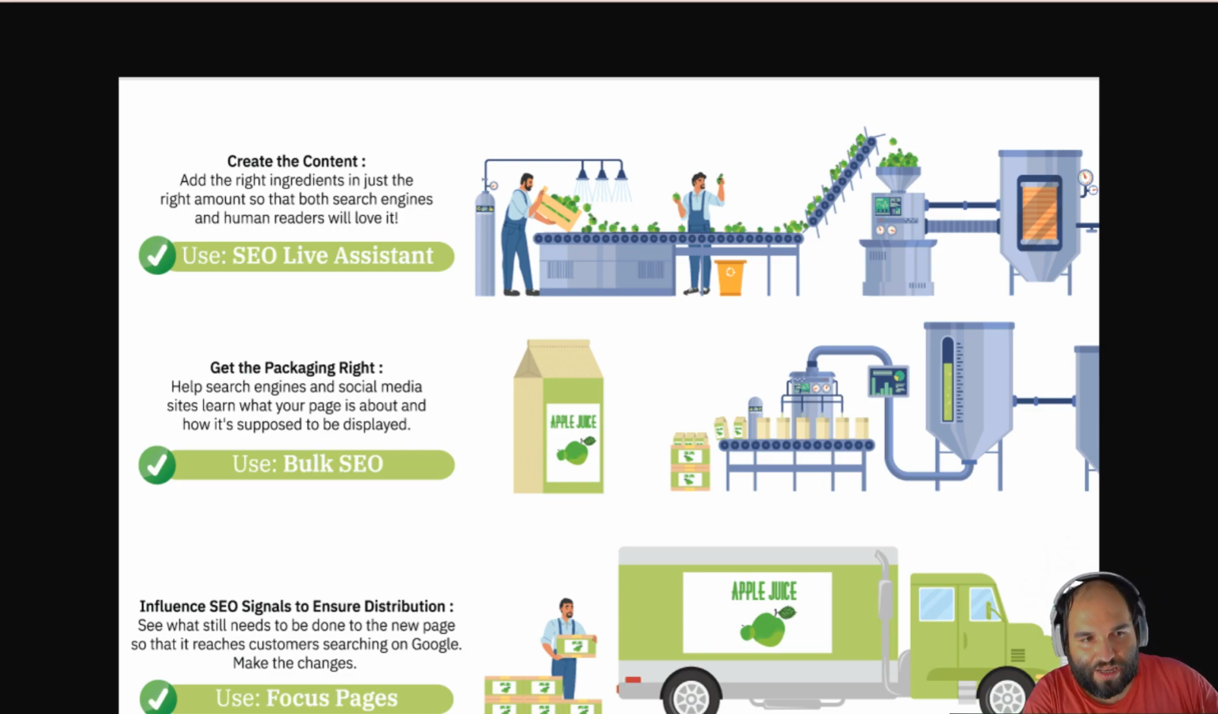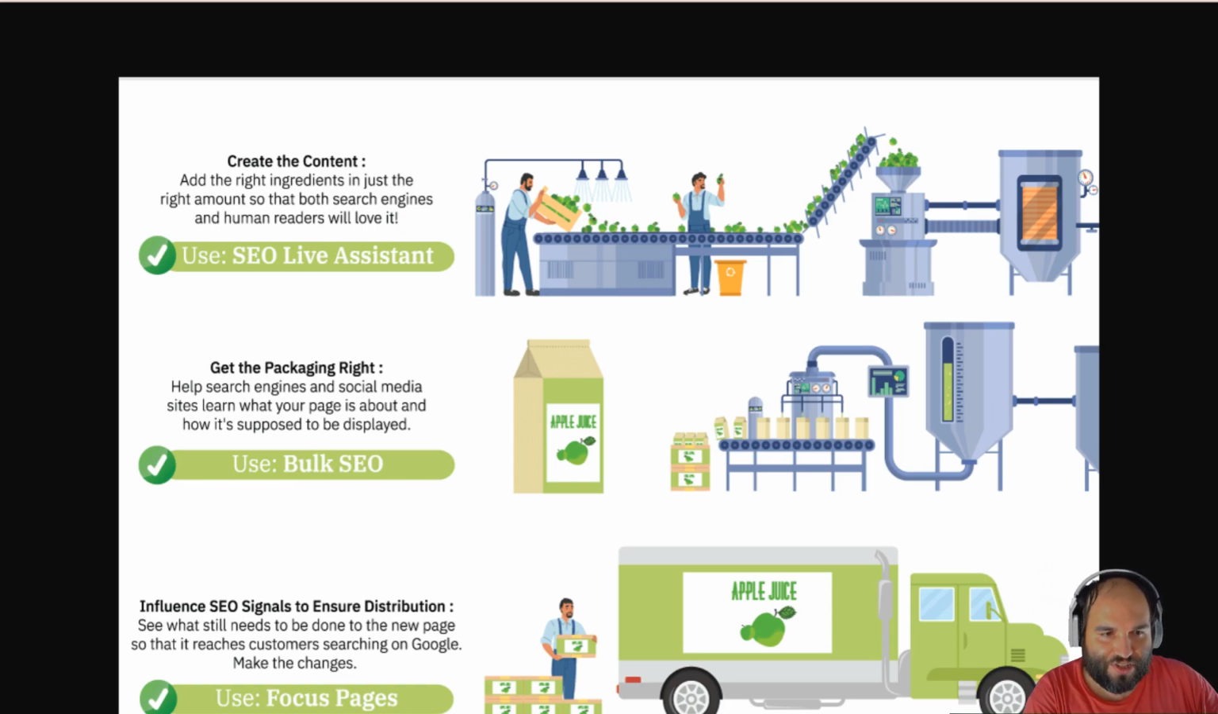So with SEO Live Assistant, what you're actually doing is you're creating the content. You add the right ingredients in just the right amount so that both search engines and human readers will love it. Now with bulk SEO, with the snippets, with everything that you do around the snippets, around the rich snippets and JSON-LD and schema, open graph, Twitter cards, all of that stuff, you just get the packaging right.